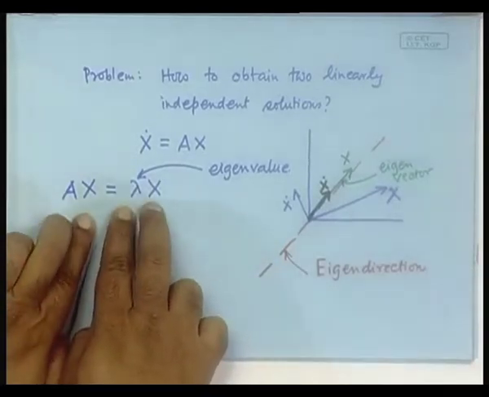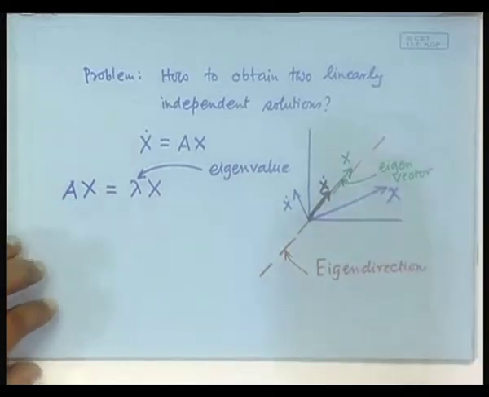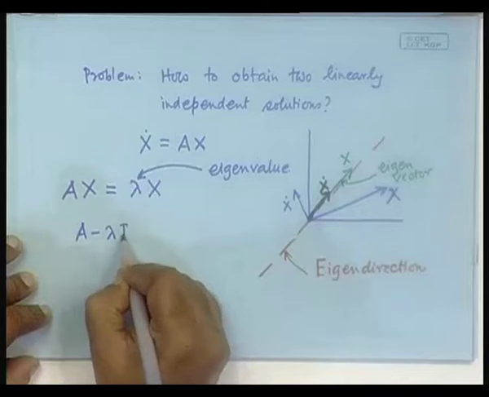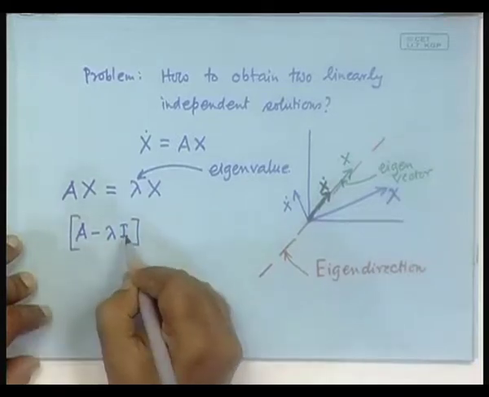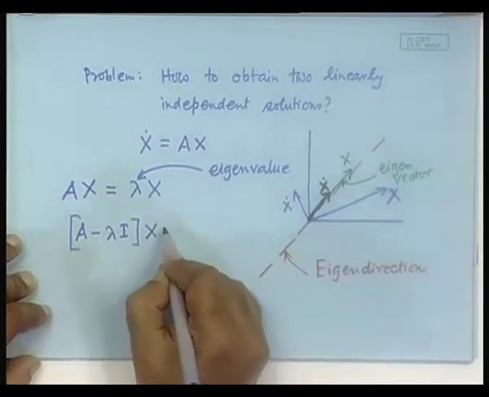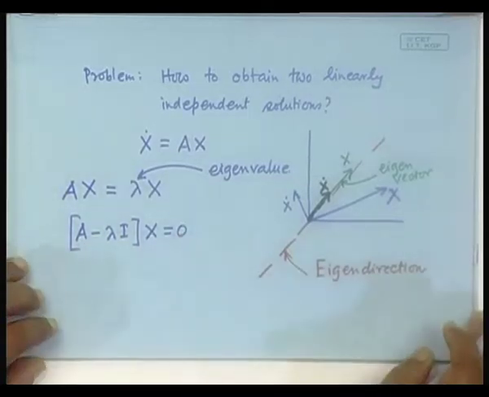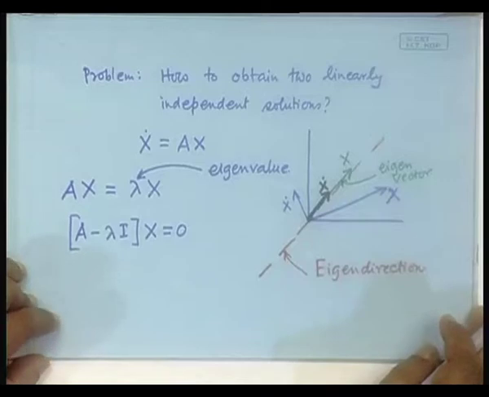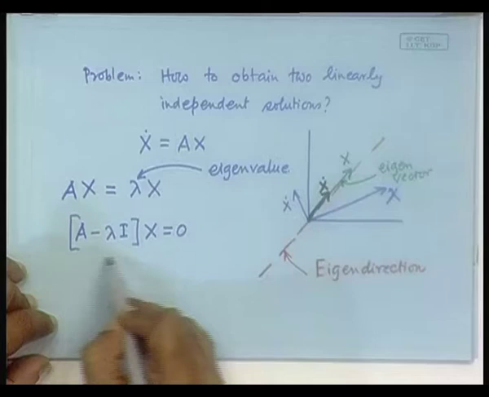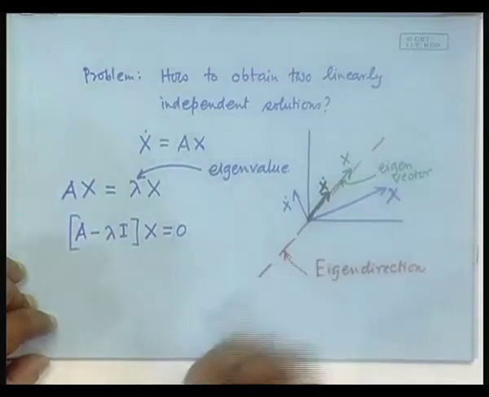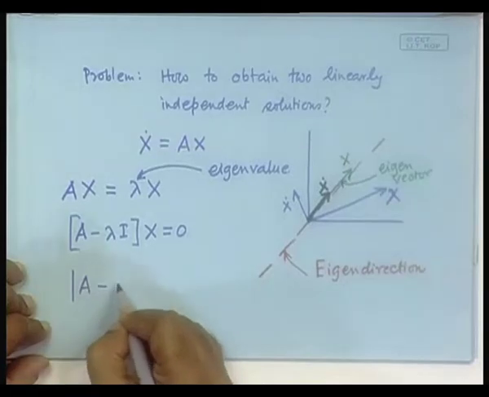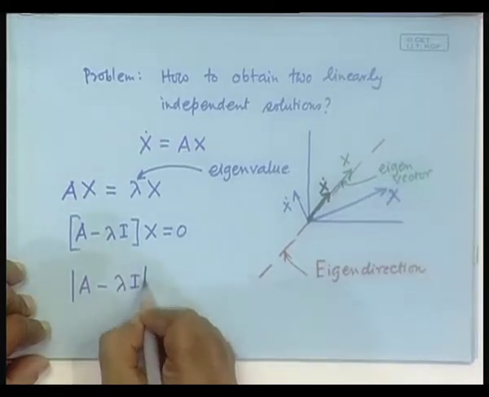Here this is the equation, then from this equation you can write (A minus lambda I) times x is equal to 0, where I is the identity matrix of the same dimension as A. Now, this equation will be true if the determinant of this is 0. So, the result is determinant of A minus lambda I equal to 0.